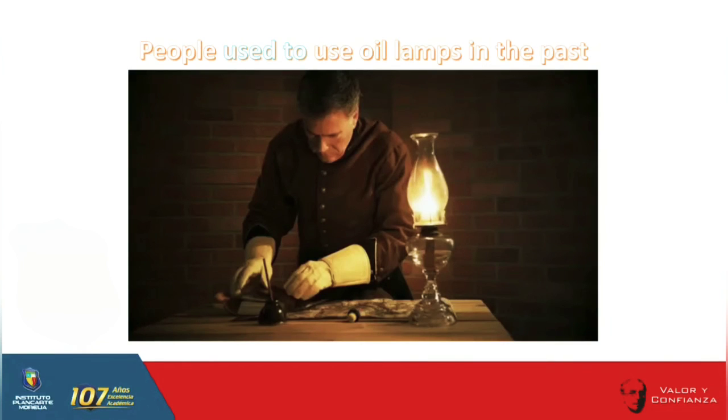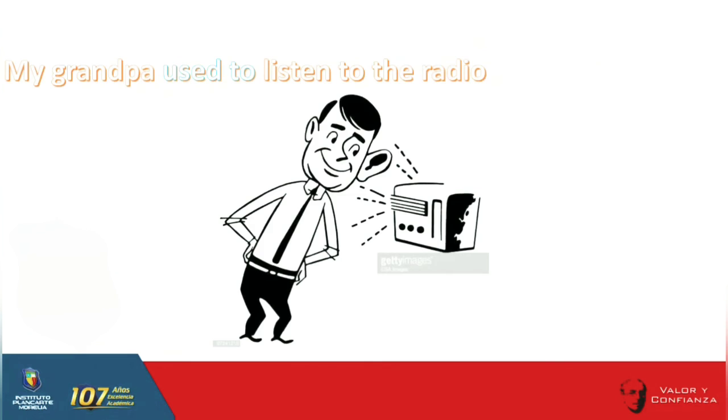Then, people used to use oil lamps in the past. The use of oil lamps was an action that normally happened in the past. In the present, we have electricity, so it's not necessary anymore.